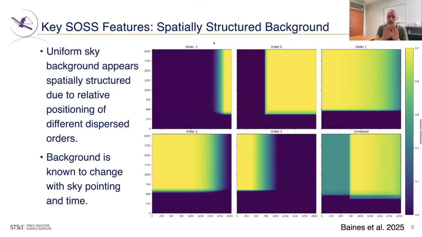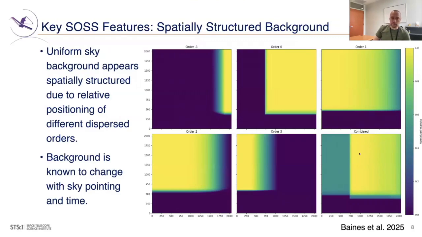You can imagine the background is nominally like a uniform illumination across that pickoff mirror, but each order that gets dispersed is going to have a different shape on the detector. So you can see that kind of here in these order -1, 0, 1, 2, and 3. And then when you combine them together, you get this really characteristic SOSS background structure. We have this like broad black background here with a sharp jump around column 700. That's where this order 0 break happens, and then slightly trails off towards the longer columns.